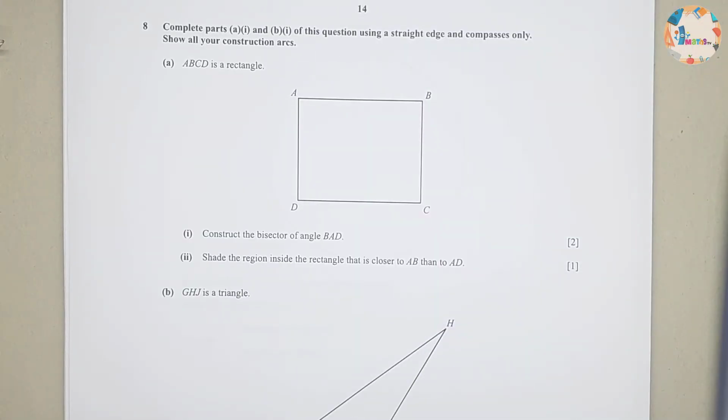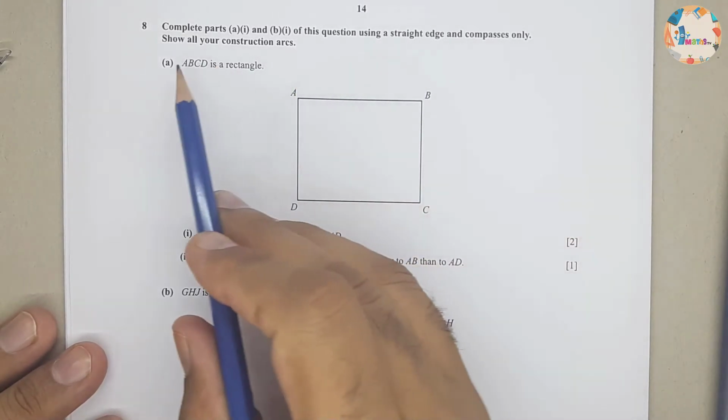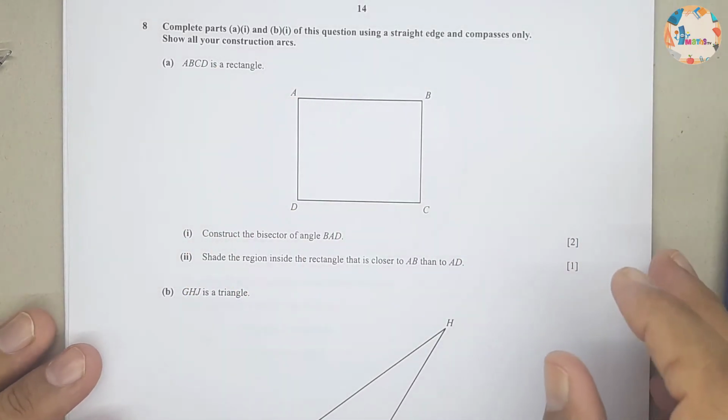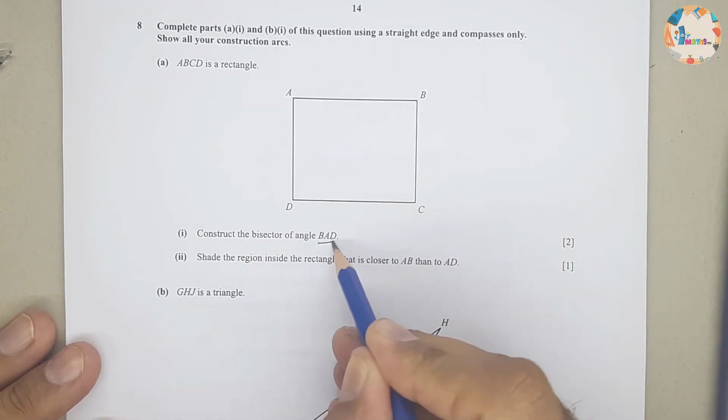Question number 8. Complete parts A1, B1 of this question using a straight edge and the compasses only. Show all your construction arcs. ABCD is a rectangle. Construct a bisector of BAD.